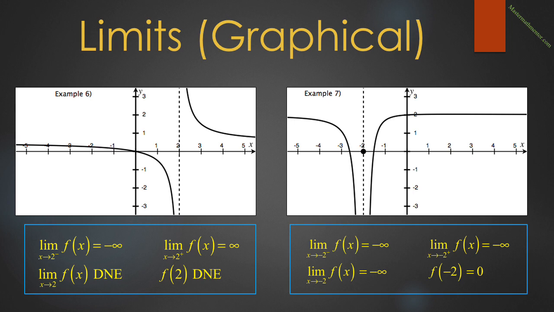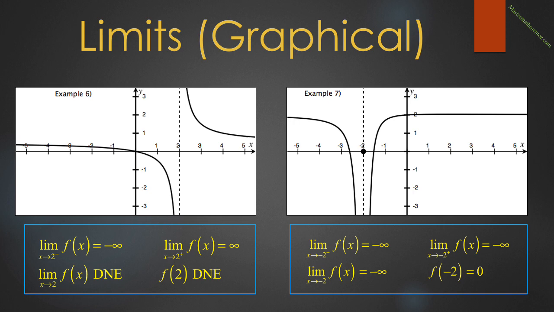In the seventh example, we again see a vertical asymptote, this time at x equal to -2. However, in this case, we can say that the limit of f of x as x approaches -2 equals -infinity. This is because the limit of f of x as x approaches -2 from the left and the limit of f of x as x approaches -2 from the right are also equal to -infinity, as both curves are going down forever. So therefore, the limit of f of x as x approaches -2 is equal to -infinity.